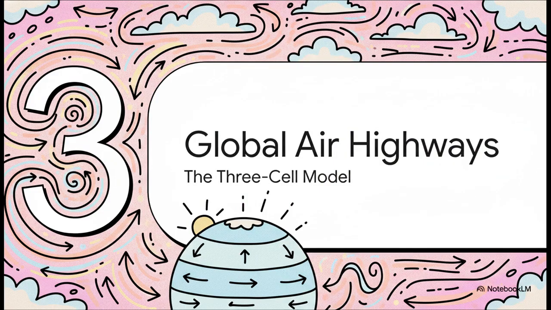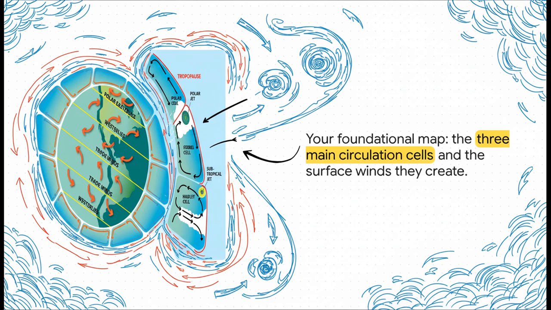So what happens when you combine that big solar engine with the planet's spin? You might expect chaos, but you don't get chaos. You actually get a surprisingly orderly system of what I like to call highways in the sky. It's all organized into what we call the three-cell model, and this is the blueprint for all global air circulation. Take a good look. This right here is your foundational map of the atmosphere. Notice those three distinct circulation cells in each hemisphere. You've got the Hadley cell down near the equator, the polar cell way up top, and then the Ferrel cell stuck right in between. This three-cell structure, it's the key to understanding all the prevailing winds you're going to encounter.